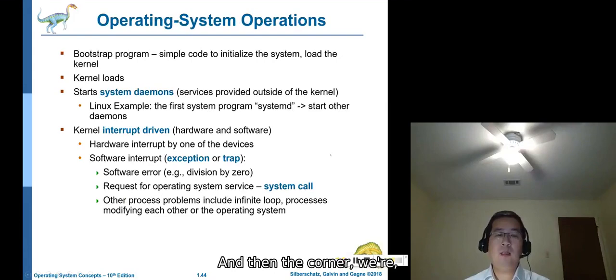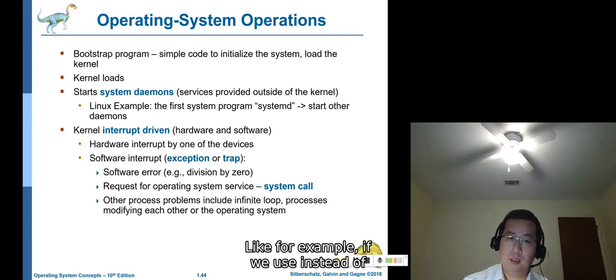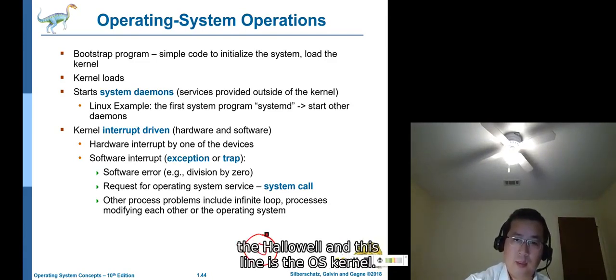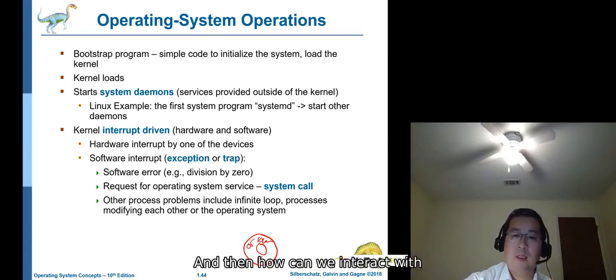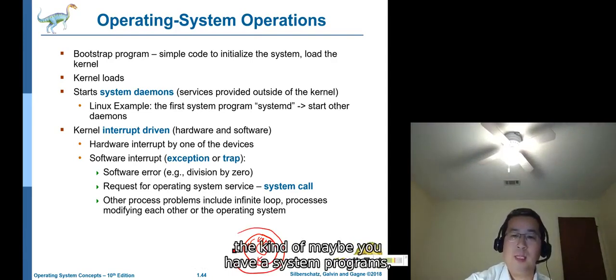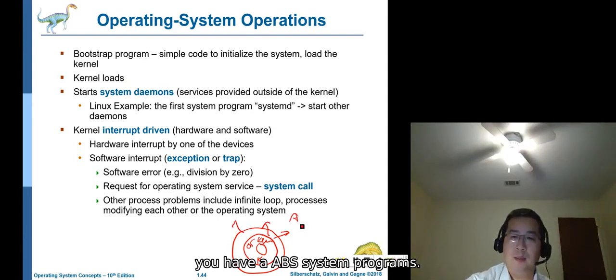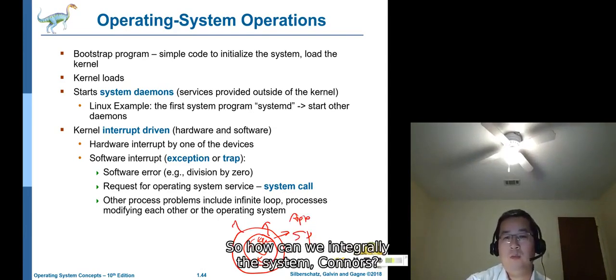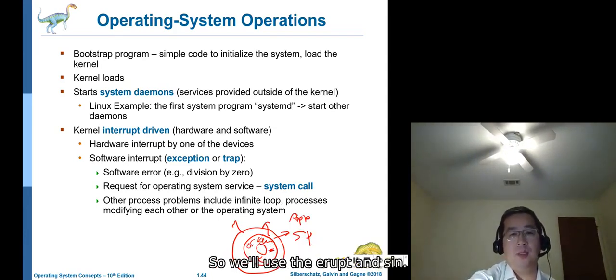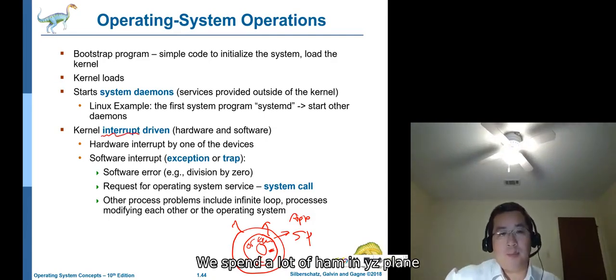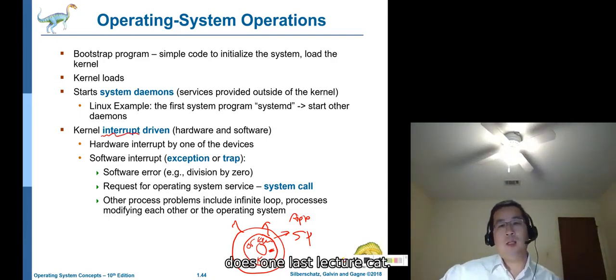And then the kernel is like, for example, if we use it inside the hardware, this one is the OS kernel. Okay. And then how can we interact with the others? Maybe you have system programs, you have apps. So how can we interact with the system kernel? We use the interrupt. I think we spent a lot of time explaining this in our last lecture.